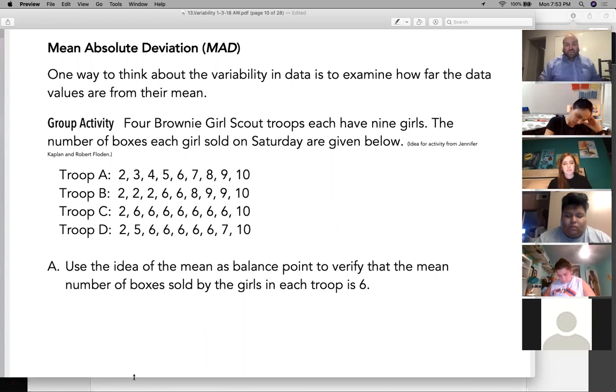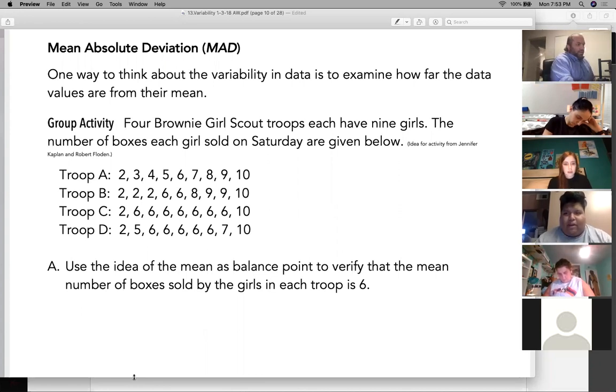Troop C is easy because they're all 6s, lots of things at 6, and then one thing 4 to the left and one thing 4 to the right. Right? So that will also balance at 6. How about Troop D? Is that an easy one or a harder one?